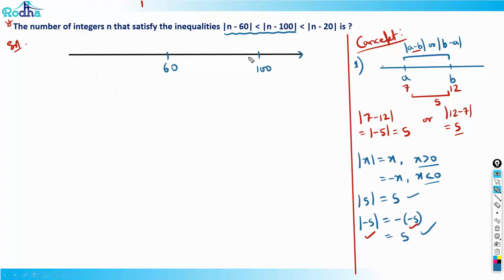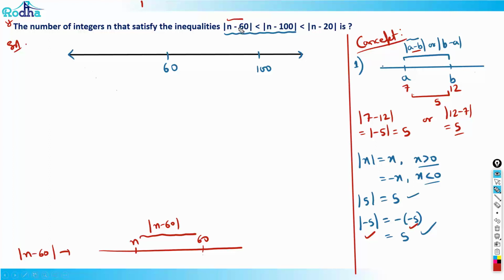Now, mod of n minus 60. n is a point, right? What do we mean by A minus B? It is the distance between the two points. So mod of n minus 60 means the distance between n and 60 on the number line. That means the distance between n and 60 should be less than the distance between n and 100, correct?